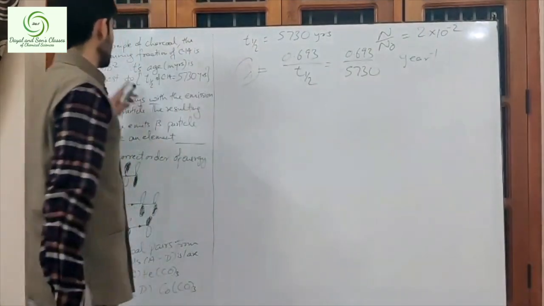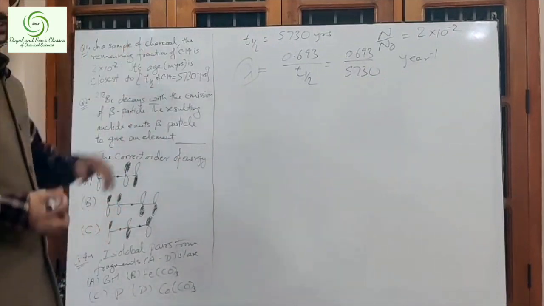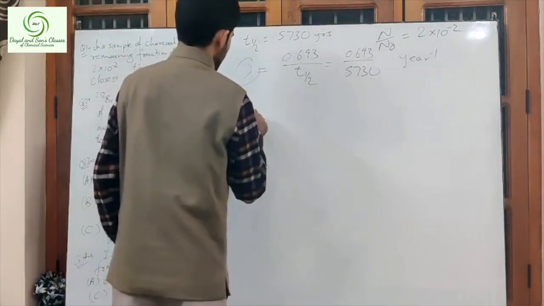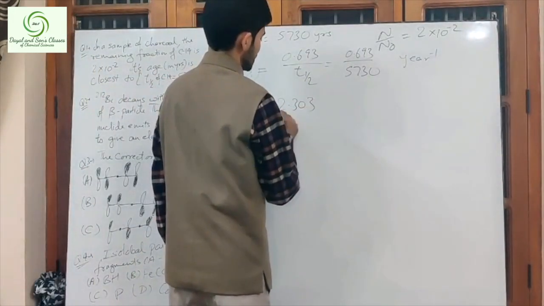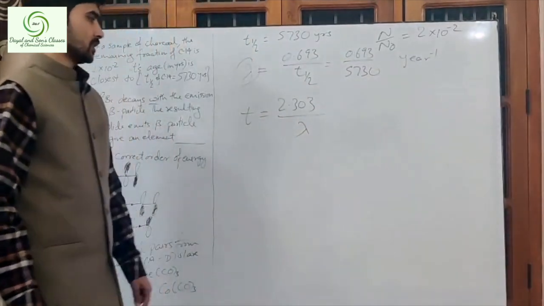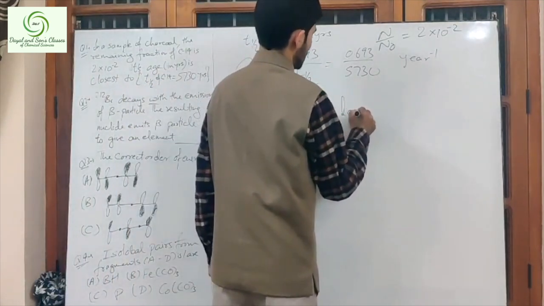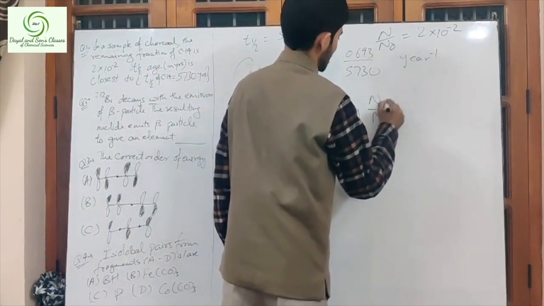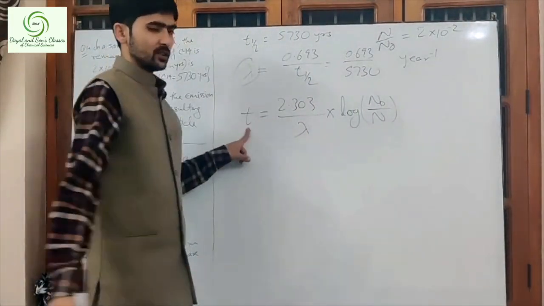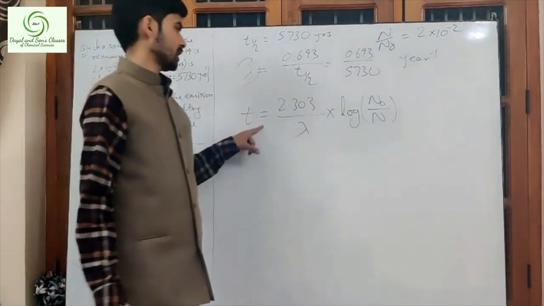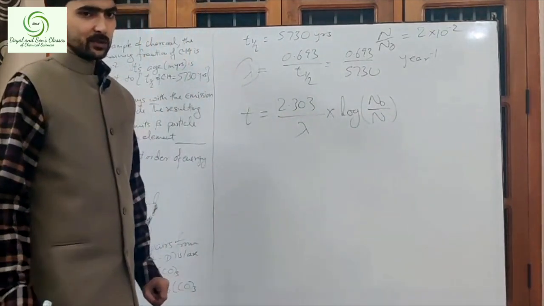Now what we are asked is, what is the age of this charcoal? How old is this charcoal? Now we know that T is equal to 2.303 upon lambda multiplied by log of N naught upon N. The age T is given by the formula T is equal to 2.303 upon lambda into log of N naught upon N. I hope this much is clear.